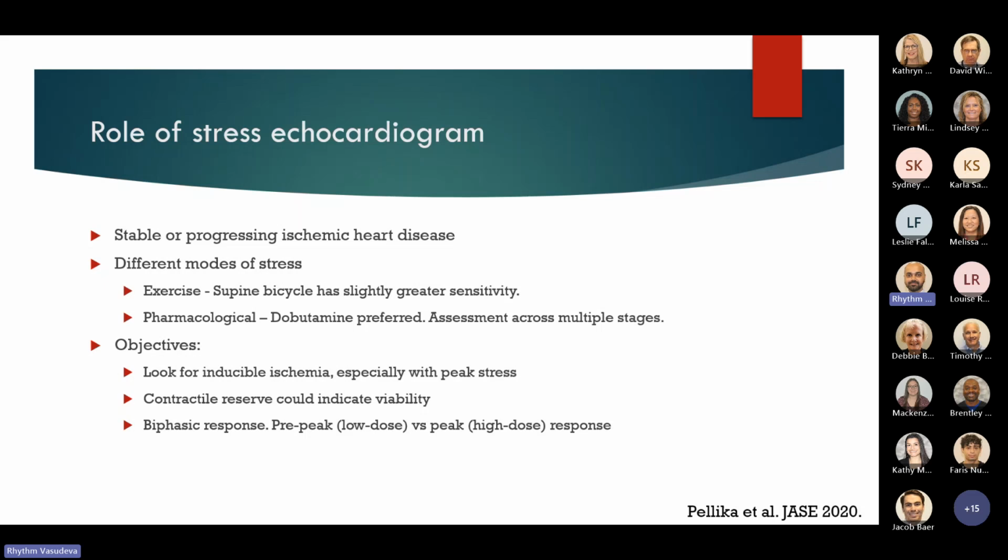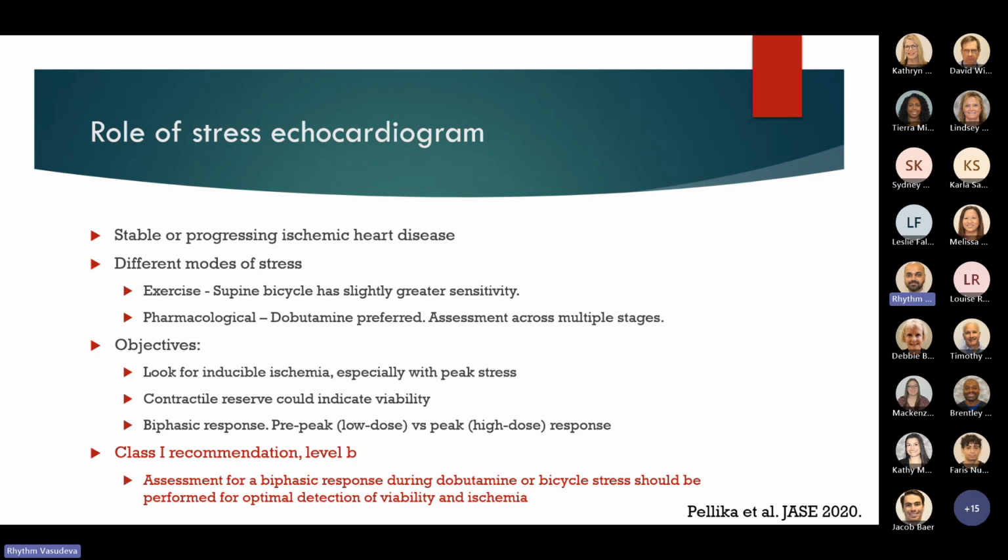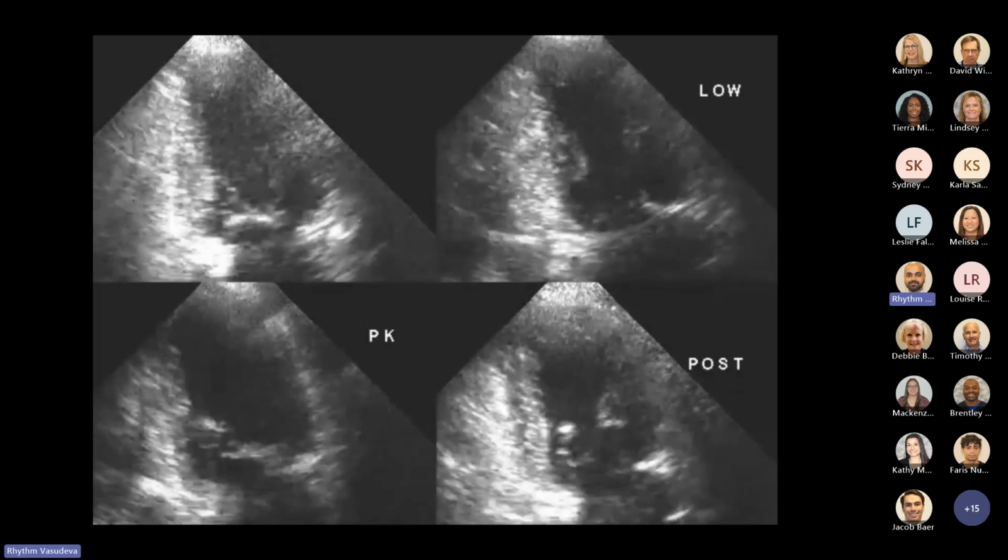And then the other thing would be contractile reserve. A patient may look hypokinetic, but typically with some low dose of dobutamine, they start to have a better response, and that can be indicative of viability of that tissue in the heart. That's what we typically call a biphasic response, where on a low dose of dobutamine they have improvement in function, but when you hit a high dose, you start losing function. And that actually gets a class 1 recommendation for testing during dobutamine or bicycle stress test to determine viability and ischemia.